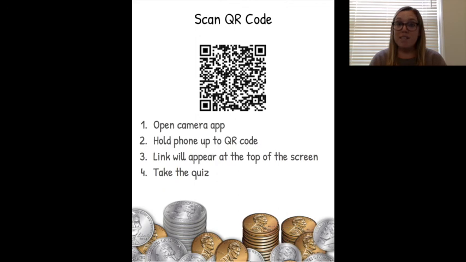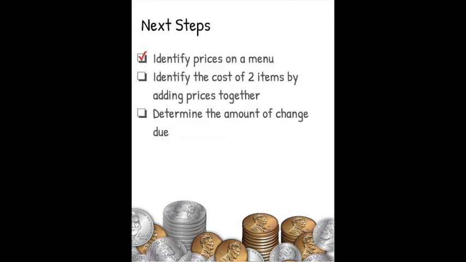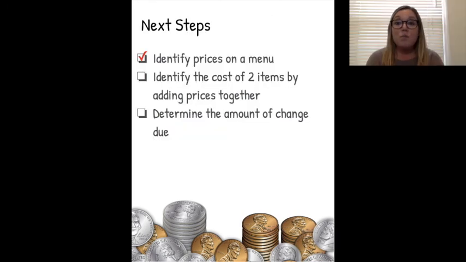Great work on the quiz. As I receive the answers, I will provide feedback to you through your email. So we can check the box. We know how to identify prices on a menu. So next, we will be learning how to identify the cost of multiple items, and we'll start with 2 items, and we'll do that by adding prices together. After that, we will determine the amount of change due whenever you are purchasing items from a menu.